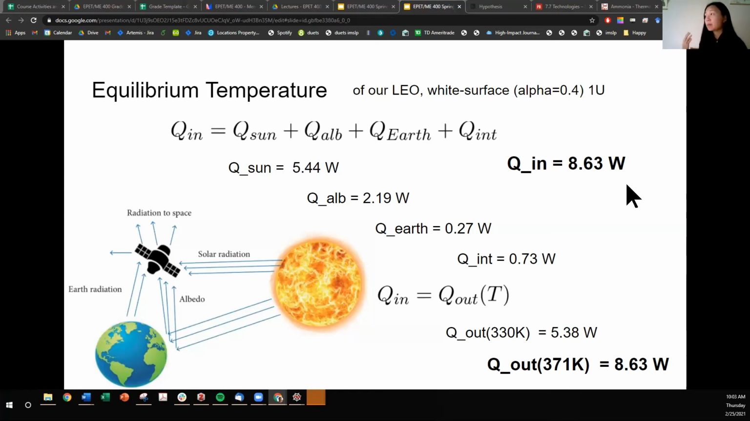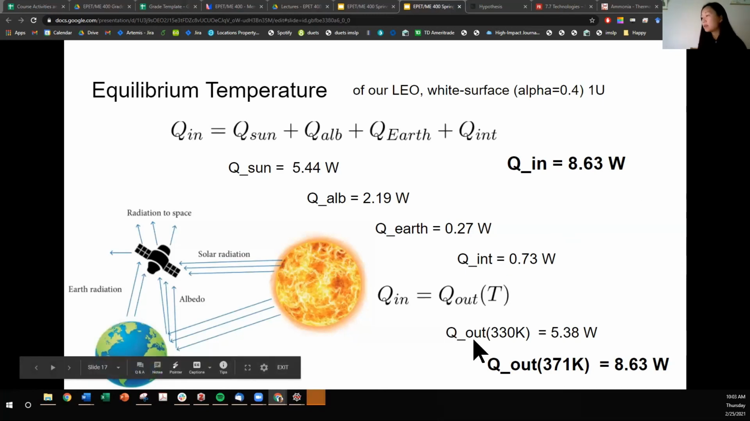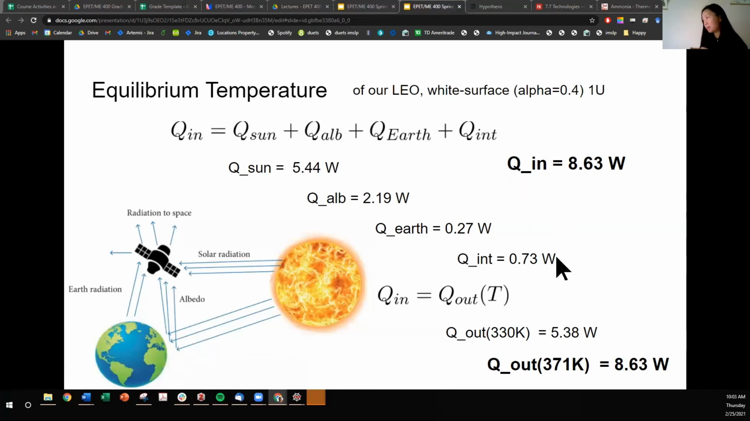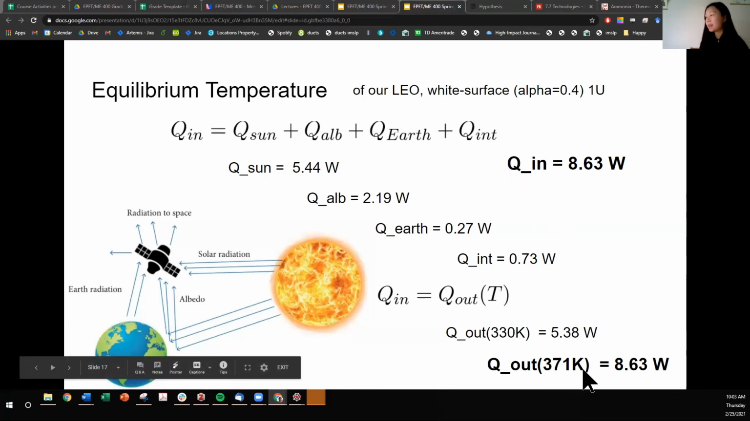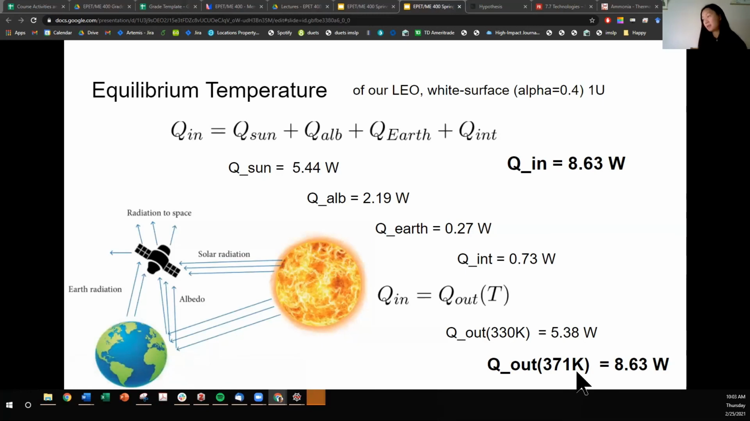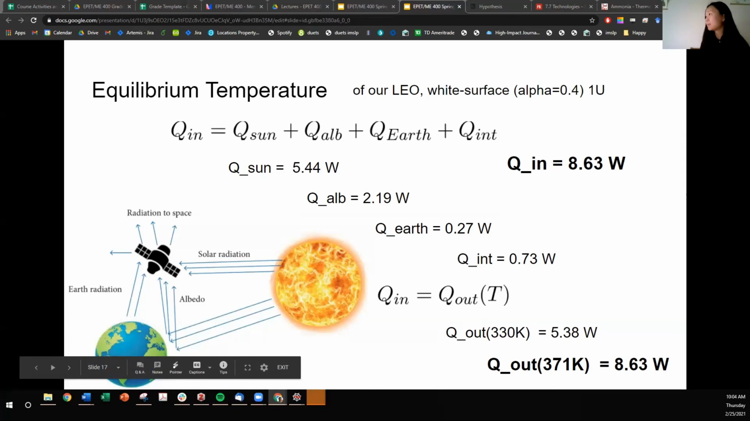The spacecraft would settle into equilibrium when the amount of heat going out of the spacecraft system is equivalent to the amount of heat coming in. So the temperature at which that is the case is 371 Kelvin. The spacecraft at that point, at that temperature, would be radiating out the same amount of heat, 8.6 watts, as it is taking in. Now 371 is about 100 C, and that is a hot spacecraft. I think that would be quite unpleasant for the spacecraft.